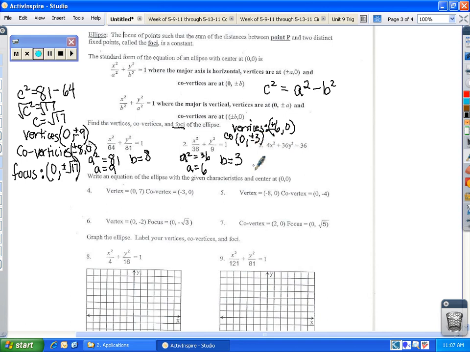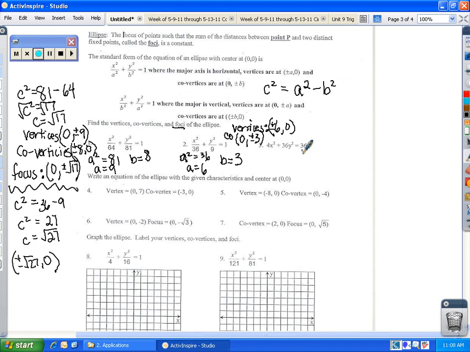And then again, to find my focus point, I'm going to plug it into the c squared equals formula. I'm going to go ahead and do that right here because I'm running out of room. So c squared equals a squared, which is 36, minus b squared, which is 9. So c squared equals 27. And therefore c is equal to the square root of 27. Since there's no perfect square in 27, I'm just going to say that my focus points, just like my vertices were here, are plus or minus the square root of 27, comma 0. Okay, so my vertices are plus or minus 6, comma 0. My co-vertices are 0, comma, plus or minus 3. And my focus point is at plus or minus root 27, comma 0.